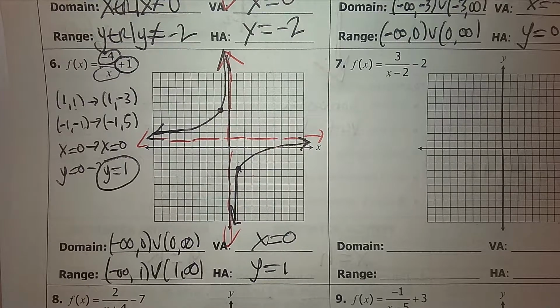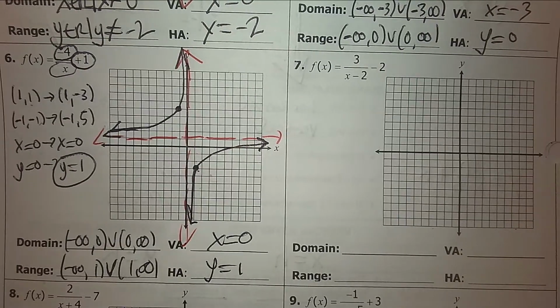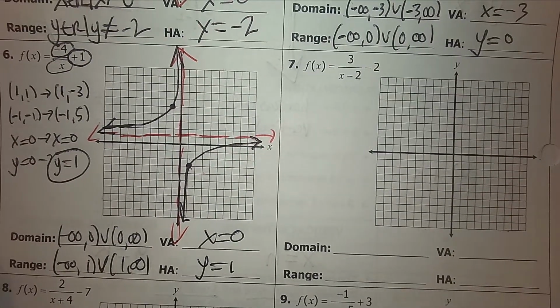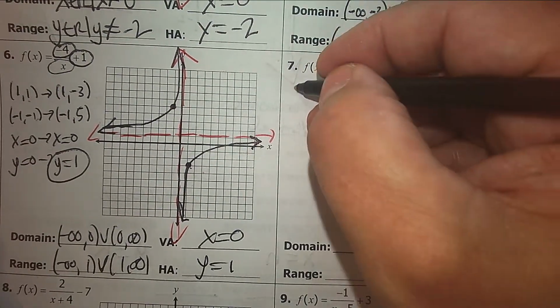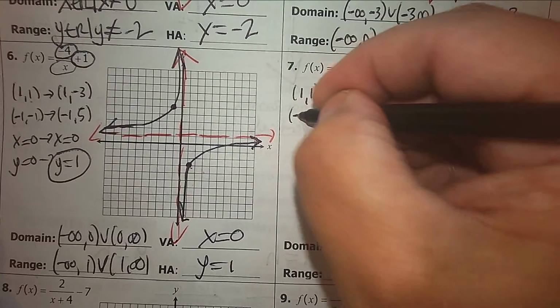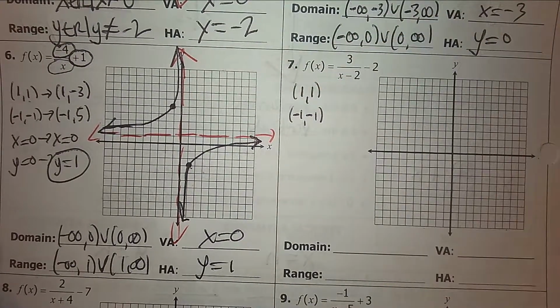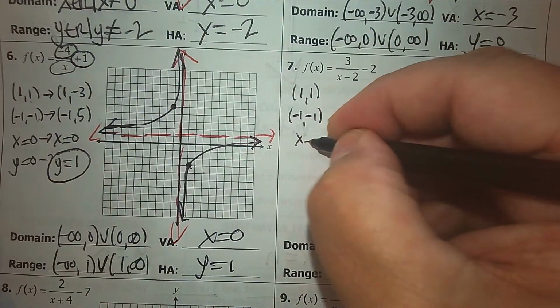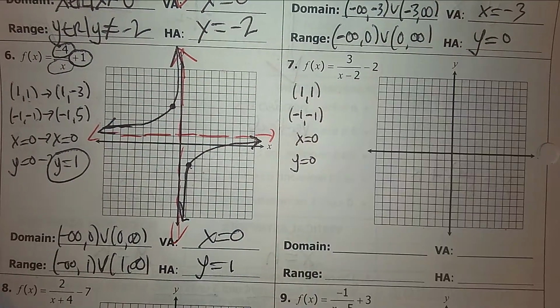Number 7. How do I start this? What are the parent points that you need to memorize? 1, 1. What else? Negative 1, negative 1. What else? What's the asymptotes? 0 and 0.